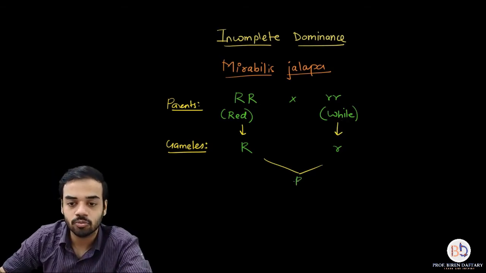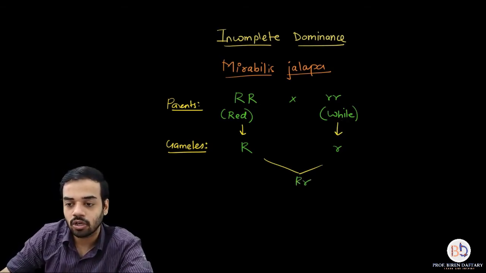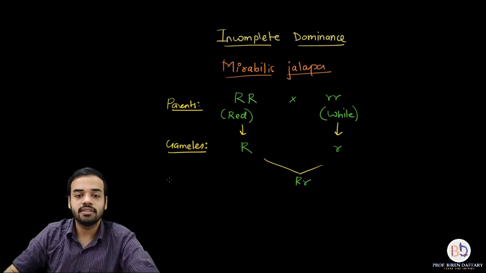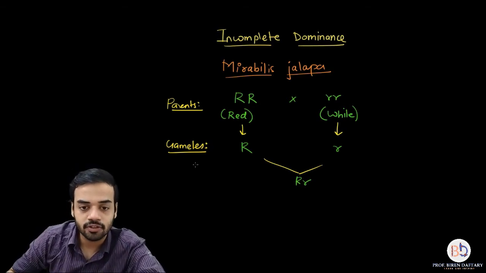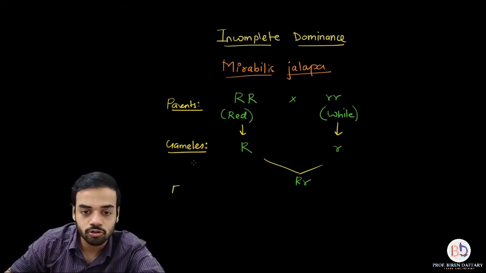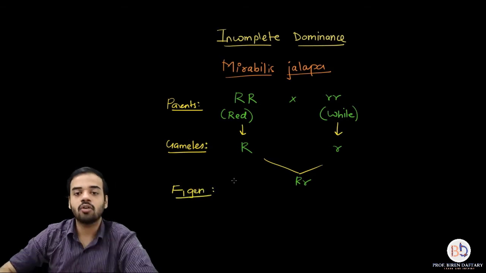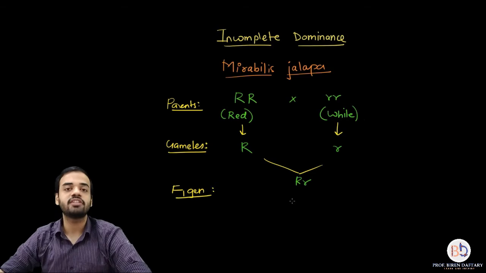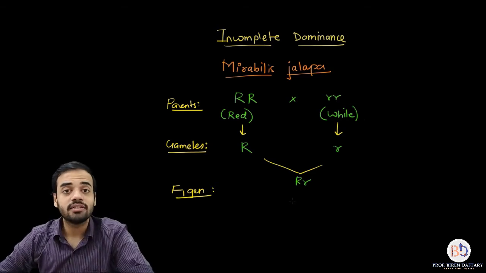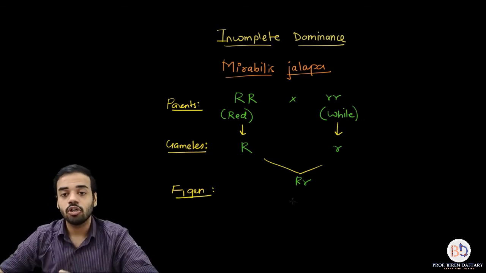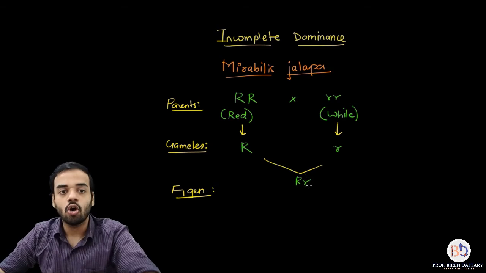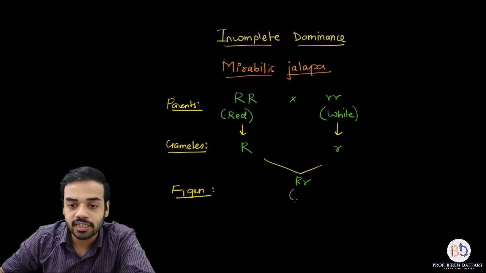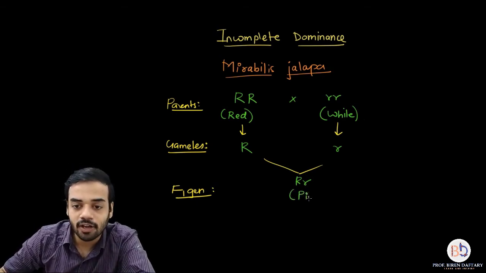F1 generation is going to be capital R small r, correct? Now this is called the first filial generation, or the F1 generation. Now what do I write for the phenotype? Should I write it red or white? Most of you will say it should be red. No, this is not following Mendel's first law. What happens over here is all the F1 plants which are produced have pink colored flowers.